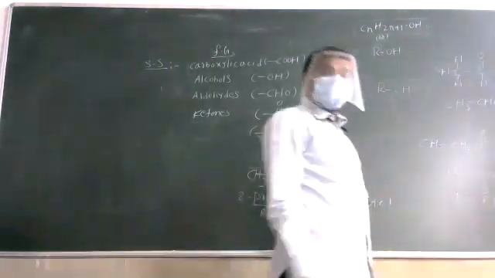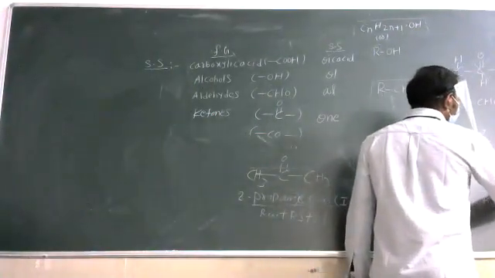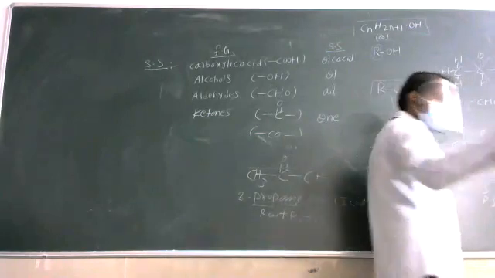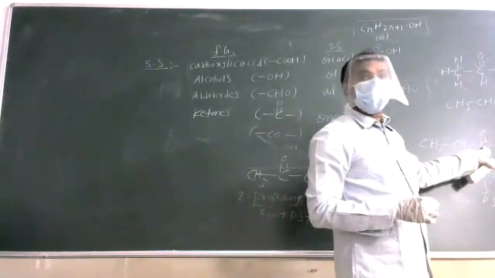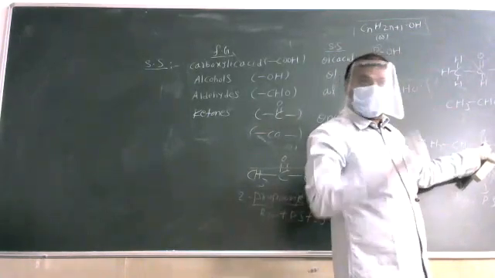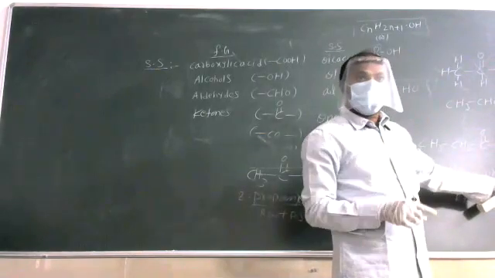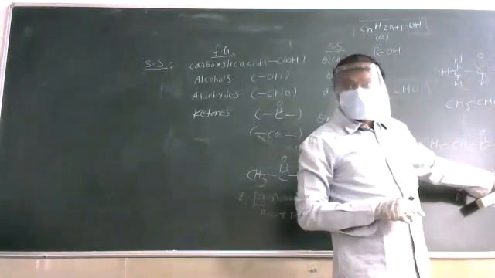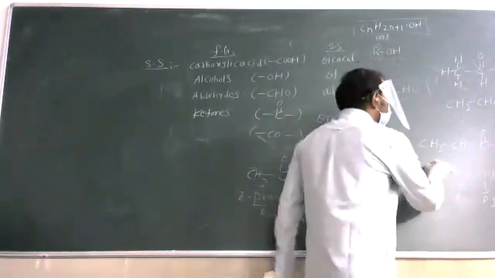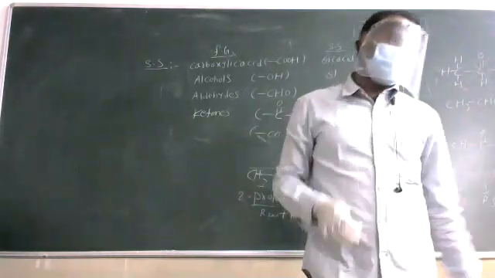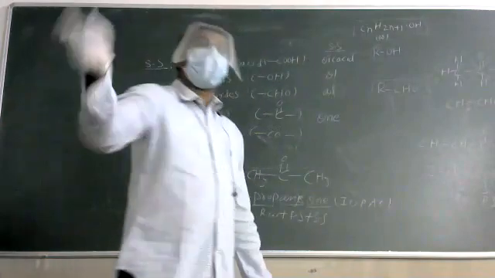Here, what is the secondary suffix? O. Sometimes you can write here O present at 1, 2, 3, the third carbon: 3 O. That is correct. 3 O, O belongs to the third carbon. Otherwise, we can say 3 hexanone. That is also correct. 3 hexanone means O belongs to the third carbon.